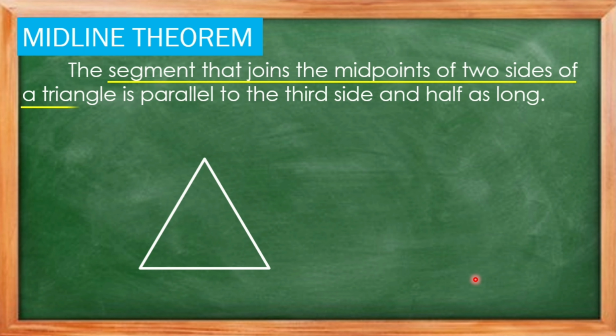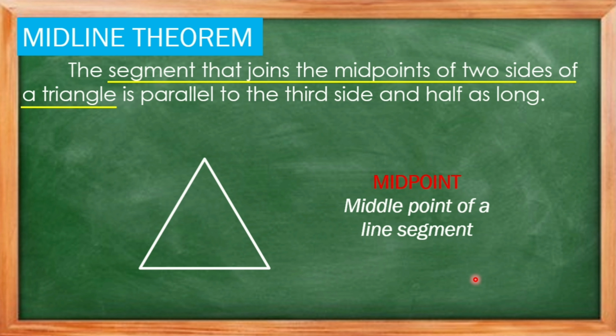By definition, the Midline Theorem is about the segment that joins the midpoints of two sides of a triangle. Let us recall that a midpoint is the middle point of a line segment. So for example, in this triangle, let's say you choose this side and its midpoint is located somewhere here. And let's say you choose this side and its midpoint is located here. Now, if we connect these two midpoints, we will have this segment. And this segment is the midline of this triangle.